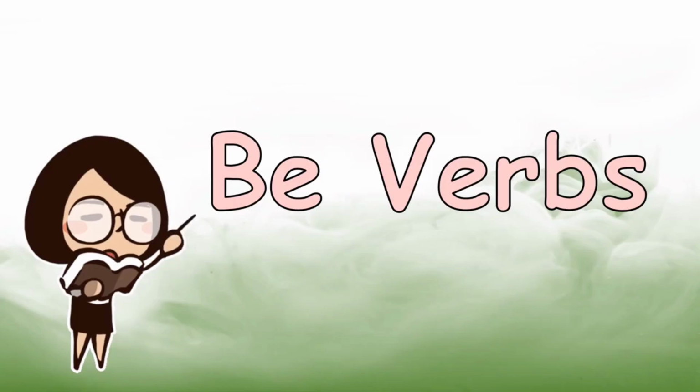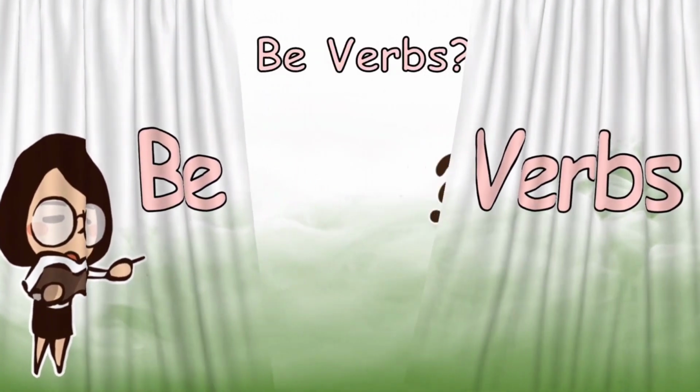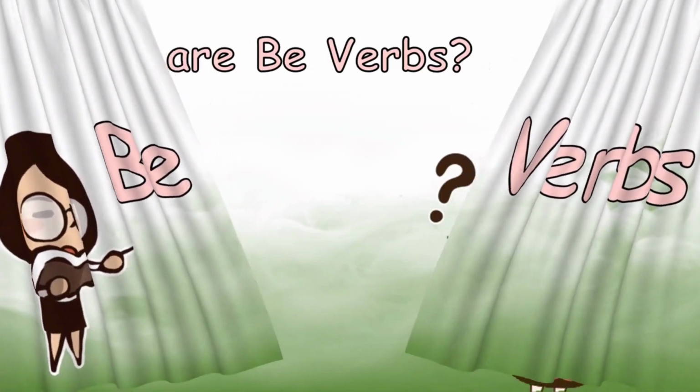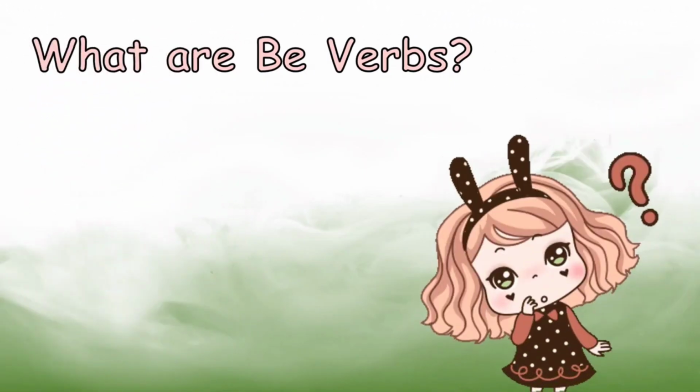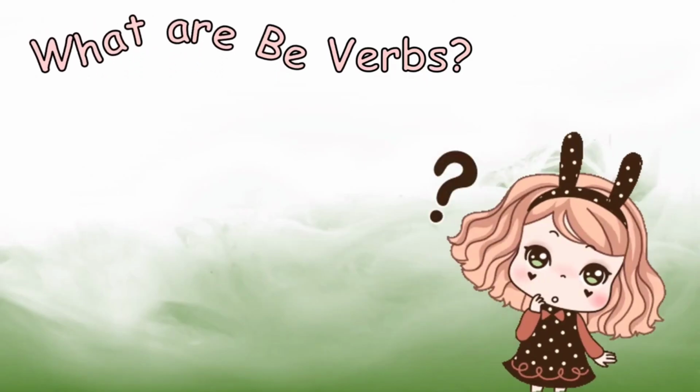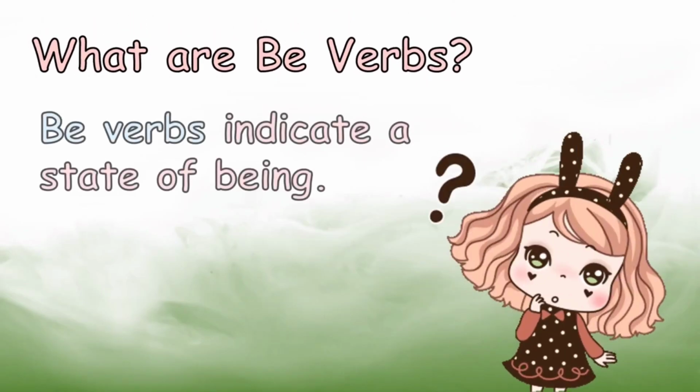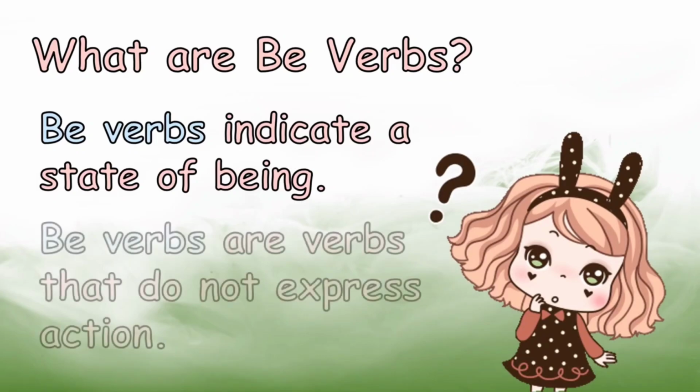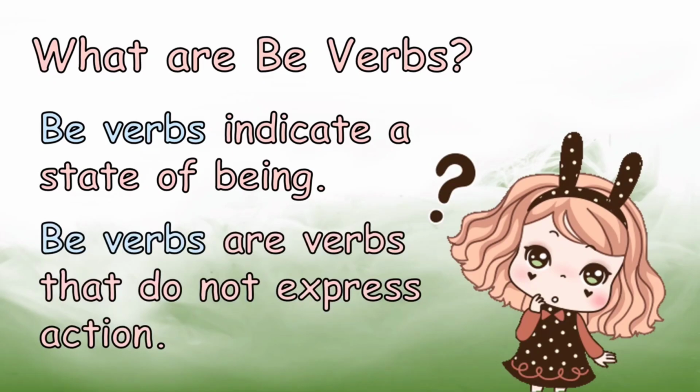Let's start! What are be verbs? Be verbs indicate a state of being. Be verbs are verbs that do not express action. Again, be verbs indicate a state of being. They are verbs that do not express action.